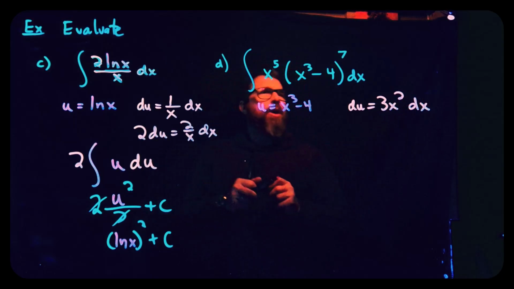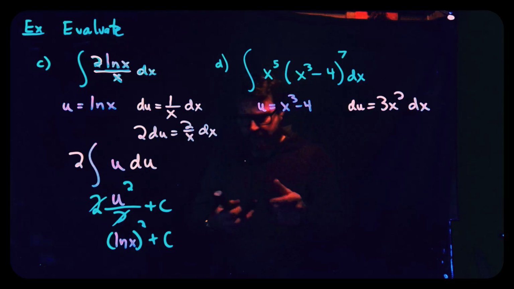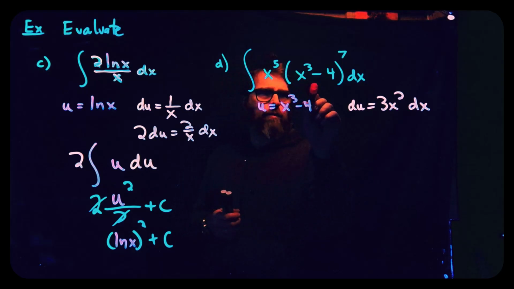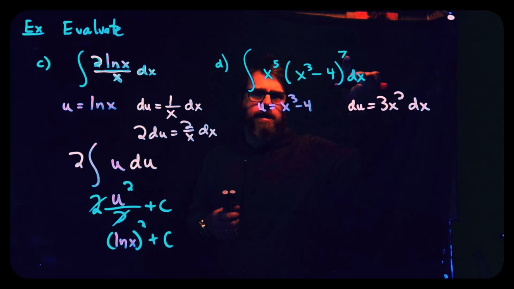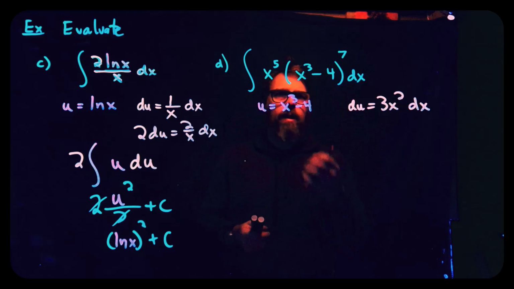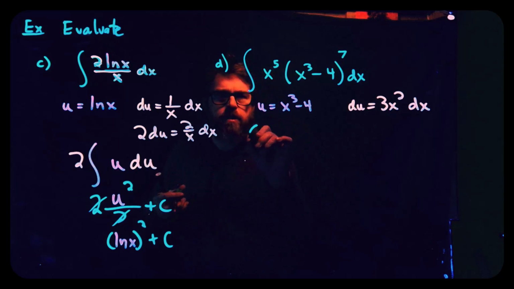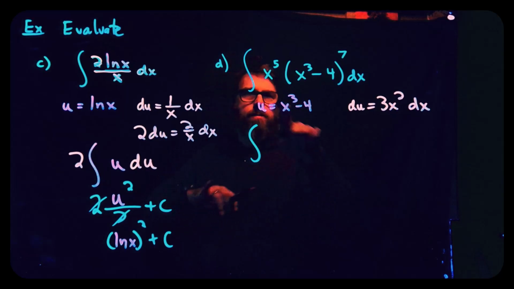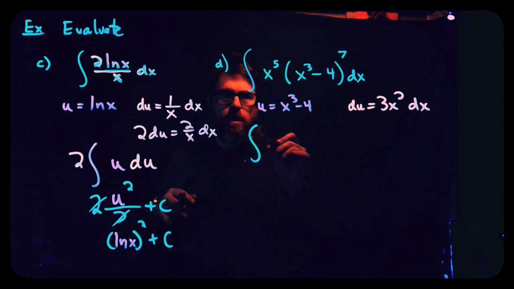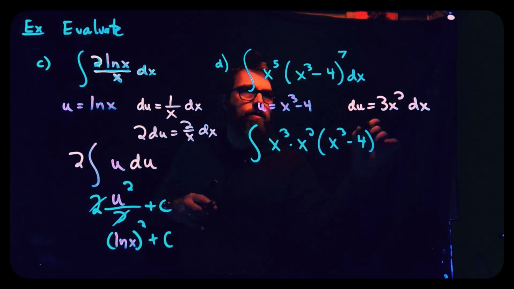Notice that I don't have that. I have my u, which is x cubed minus 4. Looks like the green's still going to be that 7th power, but I have an x to the 5th dx. So how do we pull that off? Well, let's rewrite this. Maybe you'll be able to spot this in a second here. So x to the 5th is actually built from these two powers: x cubed times x squared times this x cubed minus 4 to the 7th dx.